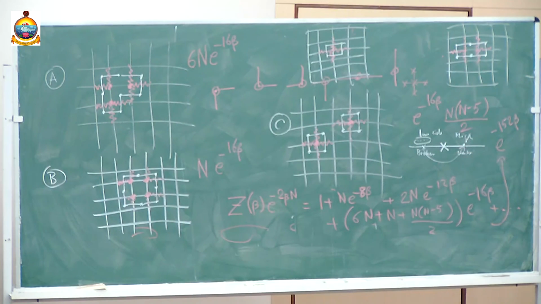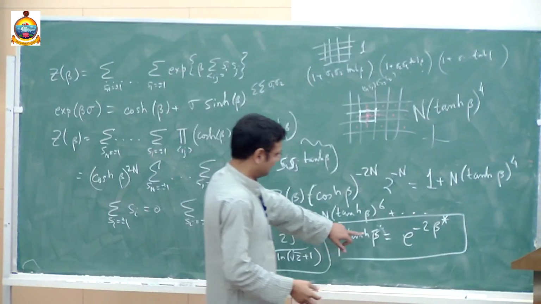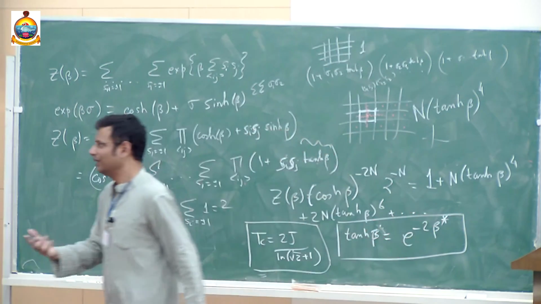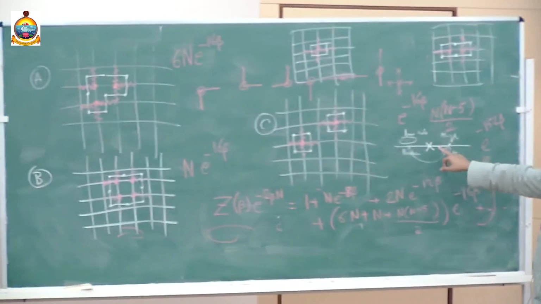So what is the condition when this beta goes to the same beta under this equation? The only time it can happen is when you are right at the critical point, right?